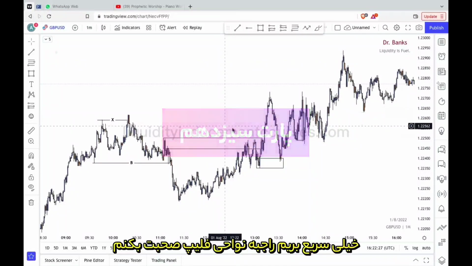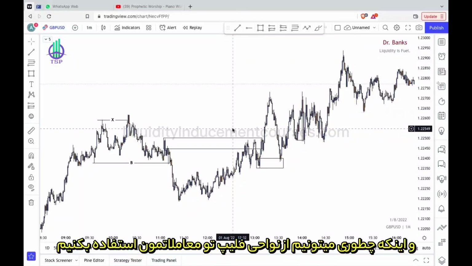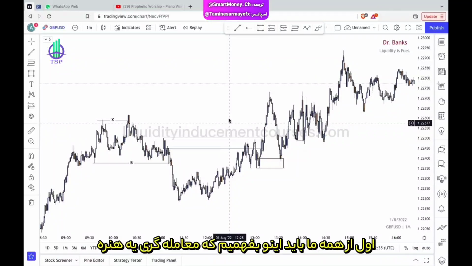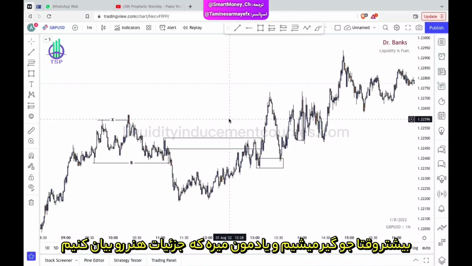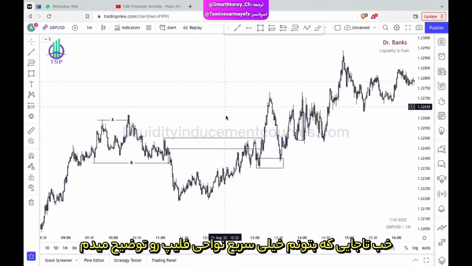Very quickly, I'll be talking about the concept of flip zones and how we can apply it to our trading. Firstly, we must understand that trading is an art, and most times we get carried away and forget to fully express the details of the art.